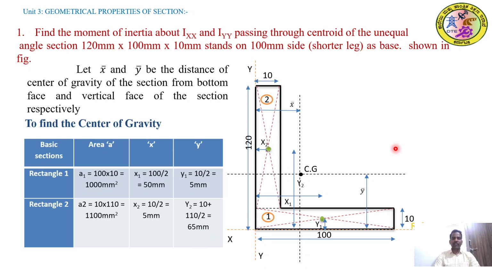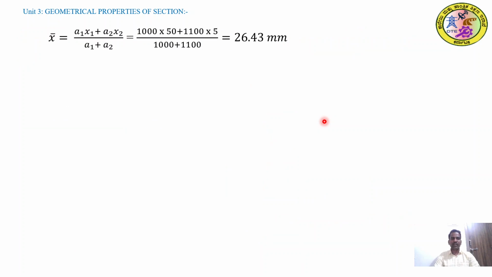We have obtained the centroidal distance of the individual sections. Let's find out the whole section centroidal distance as x bar and y bar. To find out the x bar, the formula is a1 x1 plus a2 x2 divided by a1 plus a2, where a1 represents the rectangle 1 area, x1 is the centroidal distance of the first rectangle with respect to the y-y axis, a2 is the rectangle 2 area, and x2 is the centroidal distance of the second rectangle with respect to the y-y axis. So here x bar, if you substitute all the values, is 26.43 millimeter.